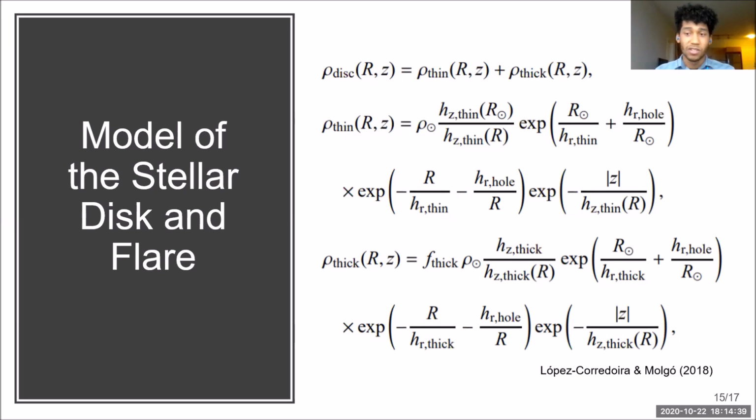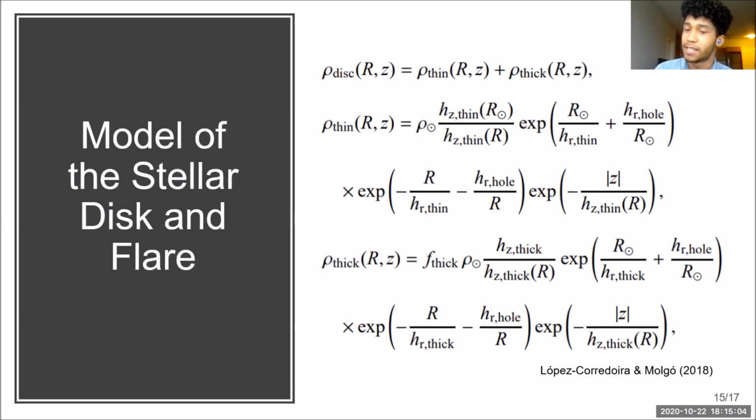The Lopez Corredora study uses data obtained from the Sloan Digital Sky Survey in order to generate a model of the galaxy. And the population of stars that they study is the main sequence turnoff stars that we saw in the color magnitude plot earlier in the presentation. Using the parameters from the study as initial guesses, we used Markov chain Monte Carlo methods to construct an 11-parameter model of the disk from our data.